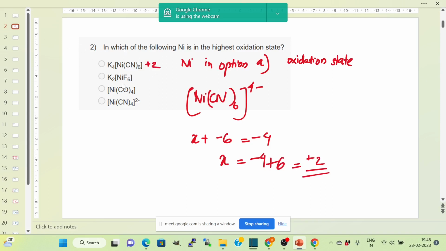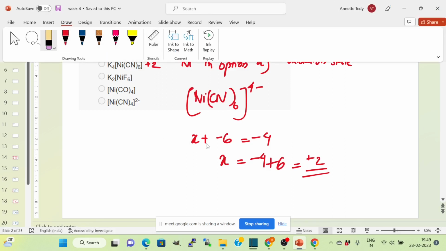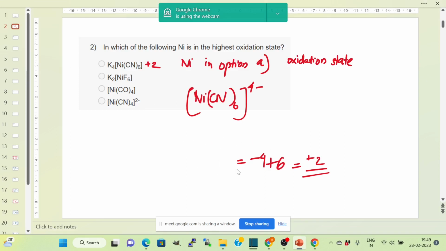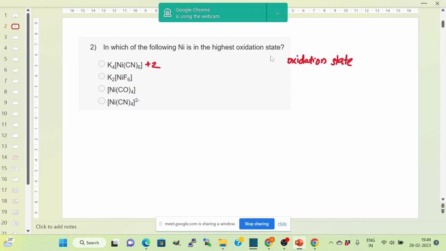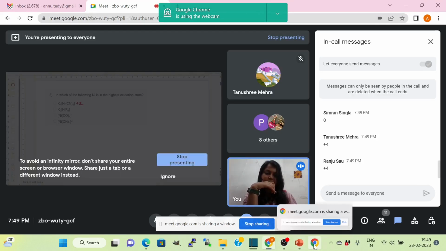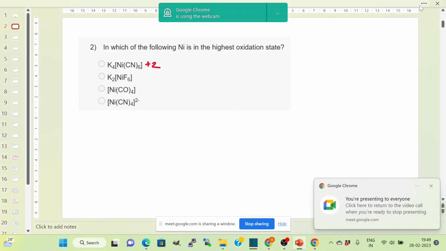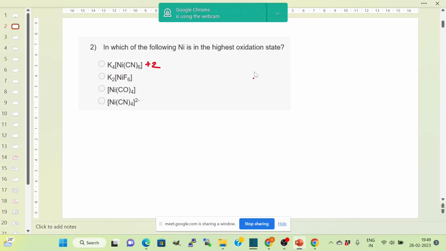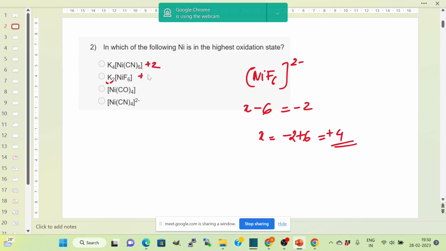So this is indeed plus 2 state. Now what is the oxidation state of nickel in option B? Please put it in the chat box. What is the oxidation state of nickel in option B? Okay, so let's discuss. Here also 2 K is outside, so the overall charge will be 2 minus. Now x minus 6 is equal to minus 2, and x is equal to minus 2 plus 6, which is plus 4. So this is plus 4, right?